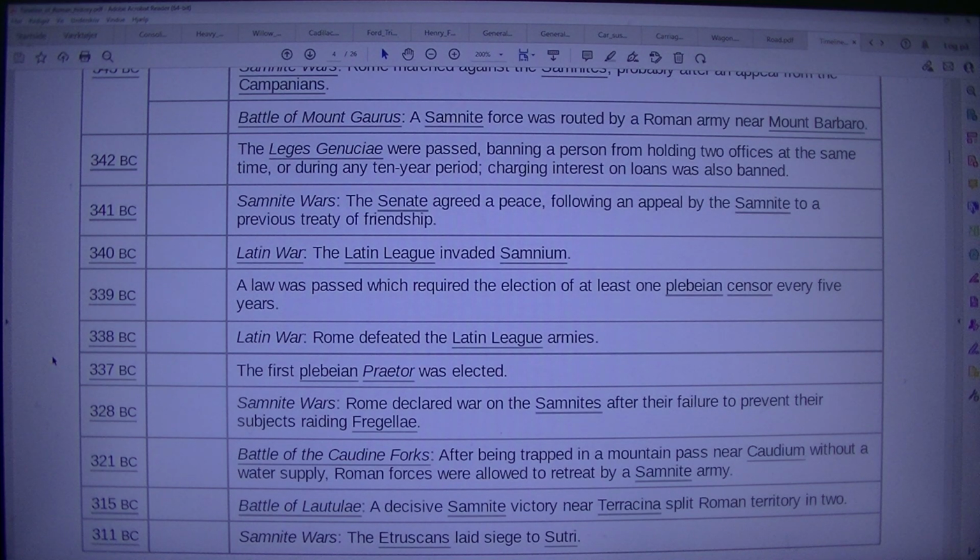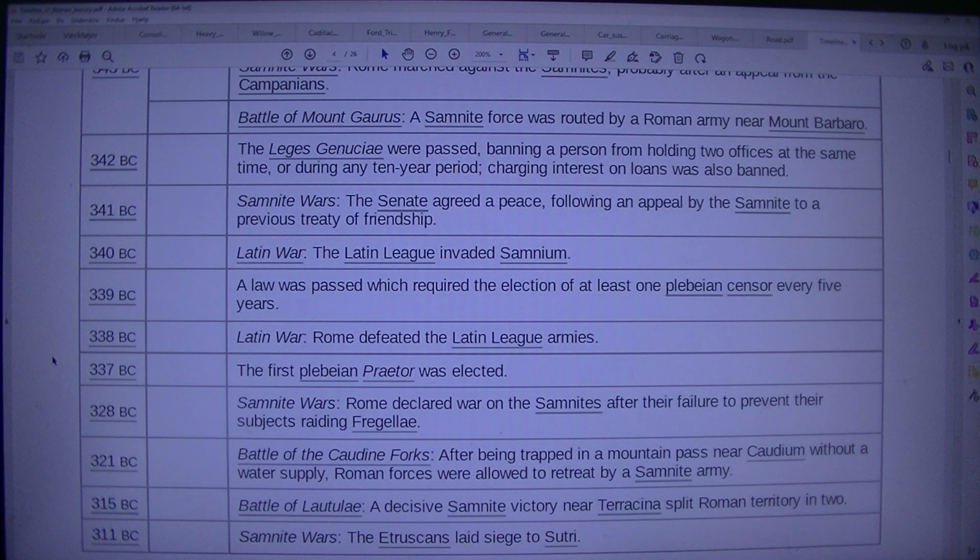340 BC. Latin War. The Latin League invaded Samnium. 339 BC. A law was passed which required the election of at least one plebeian censor every 5 years. 338 BC. Latin War. Rome defeated the Latin League armies. 337 BC. The first plebeian praetor was elected.